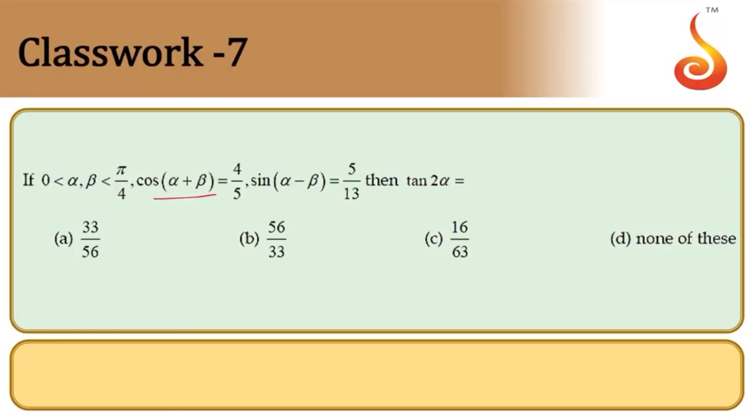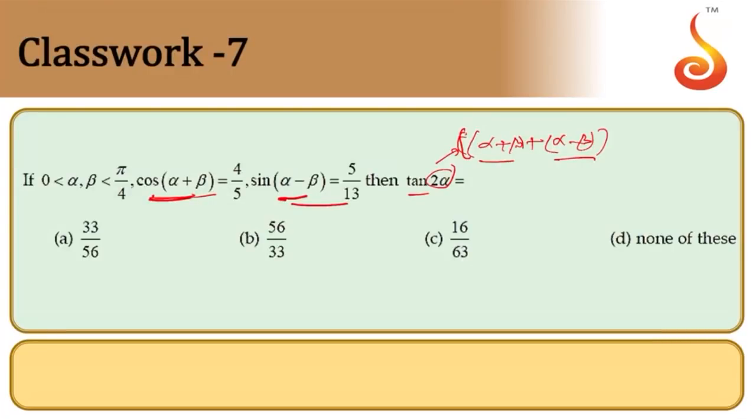Cos of alpha plus beta is 4 by 5. Sine of alpha minus beta is equal to 5 by 13. So tan 2 alpha. See, 2 alpha can be replaced by alpha plus beta plus alpha minus beta. So it is convenient for me to convert this in terms of tan, so that the problem is easy to simplify and we'll be getting the result here.